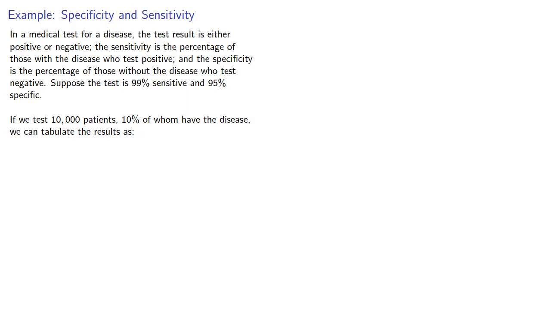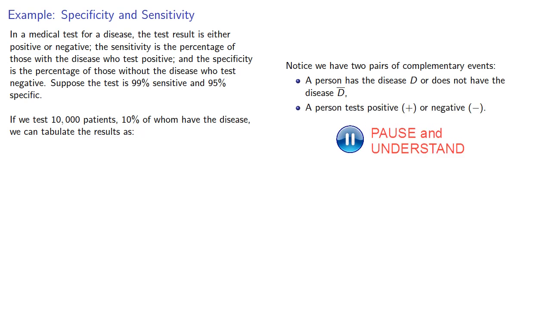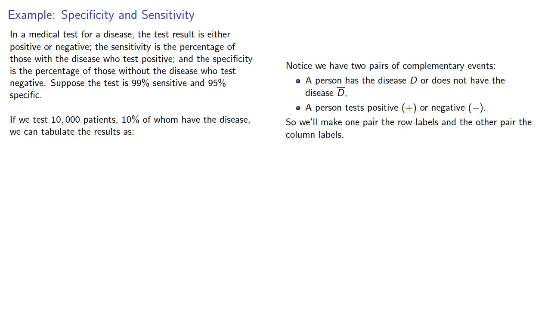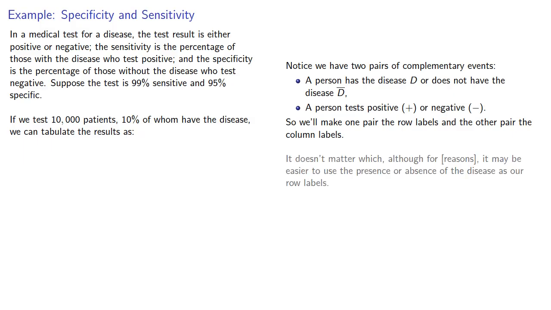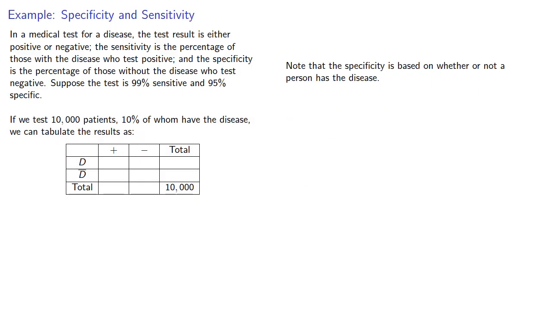So notice we have two pairs of complementary events. A person has the disease or does not. A person tests positive or negative. So we'll make one pair the row labels and the other the column labels. It doesn't matter which, although for reasons, it will be easier to use the presence or absence of the disease as our row labels. Note the specificity is based on whether or not a person has the disease, but we don't know that number yet.